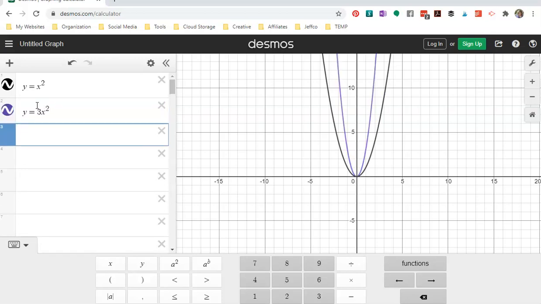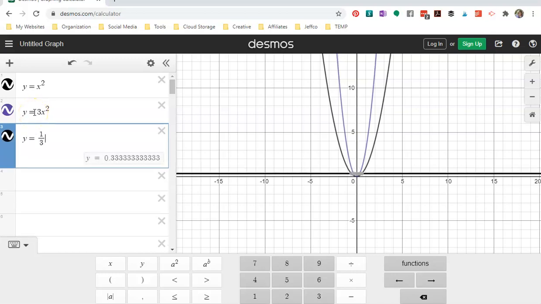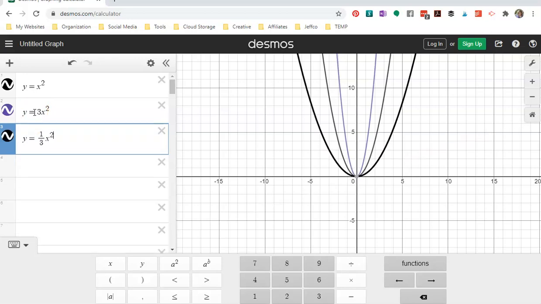The purple line, it kind of brought everything in. It narrowed it, didn't it? Made it a narrower parabola. And now let's do the second one. y equals 1/3 x squared.